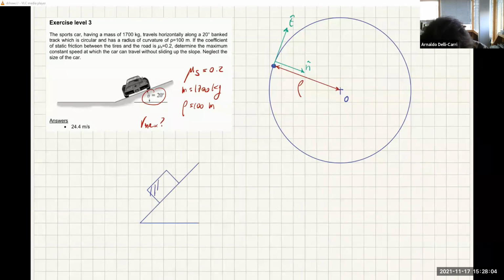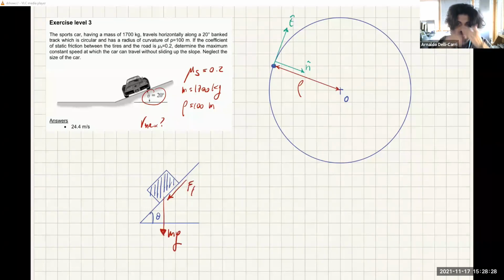So this is the car. This is theta. So how many forces are acting on this car? Of course, there is the weight force, mg. There is the friction force, Ff, that is keeping it from sliding. And we have the normal force here from the ground, from the truck. I think that's it. This is the center of the car.